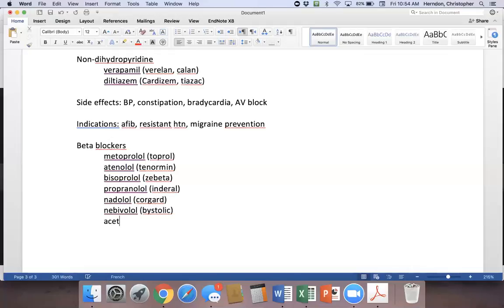Acebutolol. Sectral. What is it? Sectral. S-E-C-T-R-A-L. Okay, next. How about Betaxolol? Brand name? I guess let's not do brand name on that because there's oral and ophthalmic. So that can throw people off.